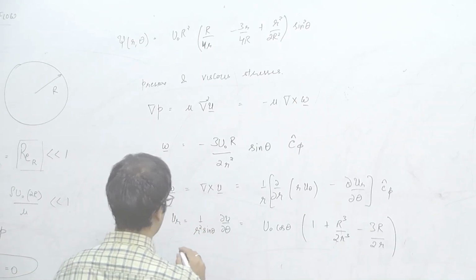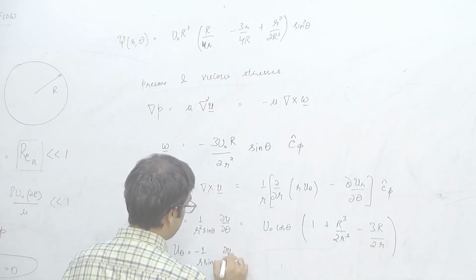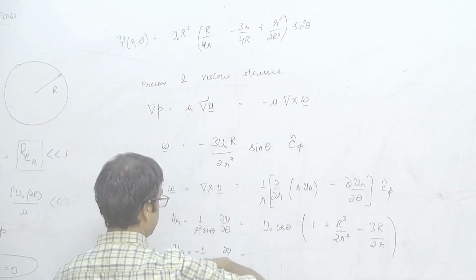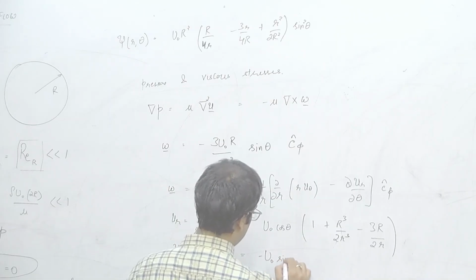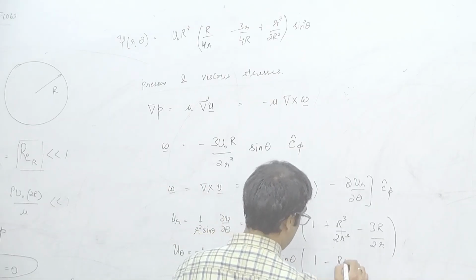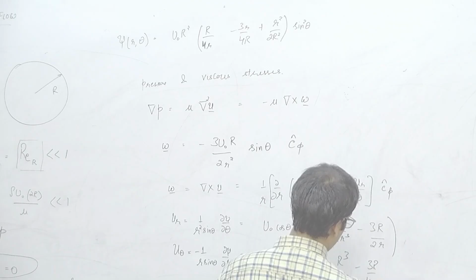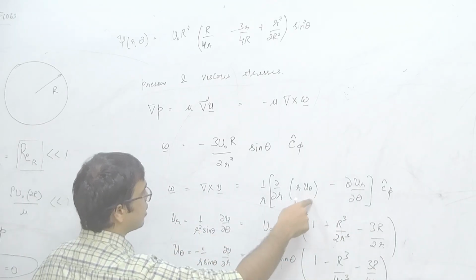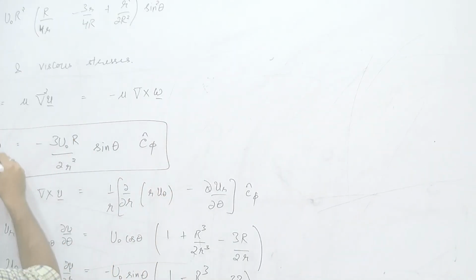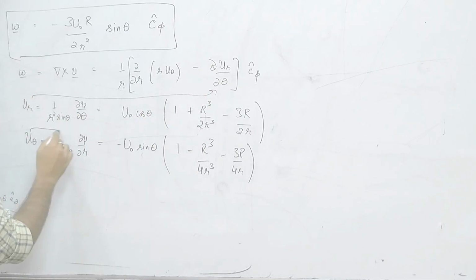Okay, this is what you'll get for u r, and u theta will be minus 1 by r sine theta del psi over del r. So sine theta cancels out, I have to differentiate, and this will be minus u naught sine theta. I'm just giving you the result now. 1 minus R cube over 4 r cube, minus 3 R by 4 r. So you can substitute these here and then evaluate the vorticity. Put the u r here, put your u theta here, get the vorticity.